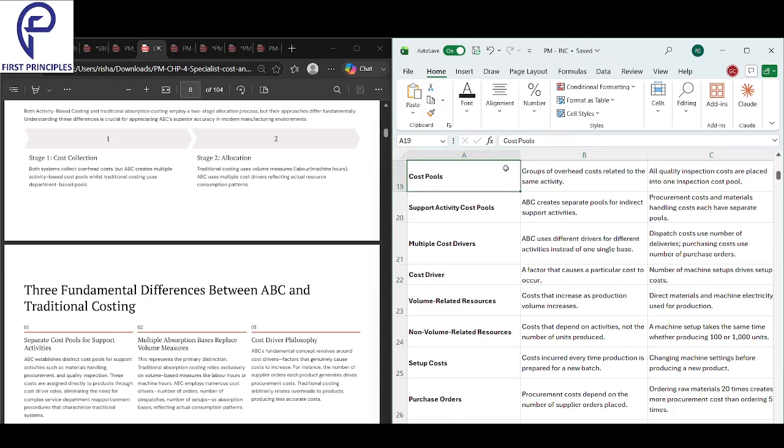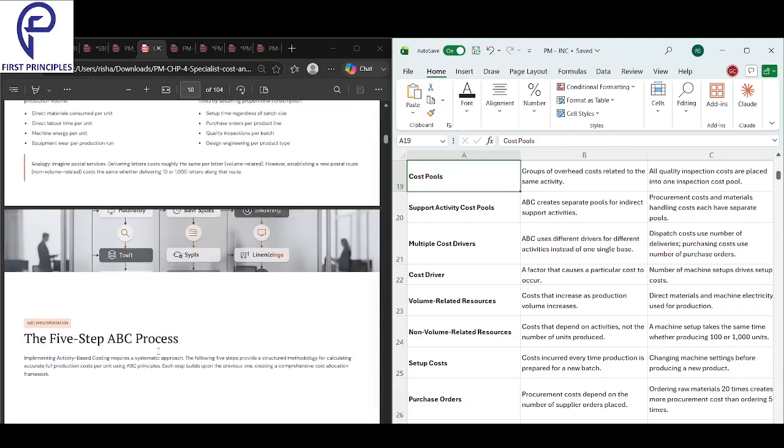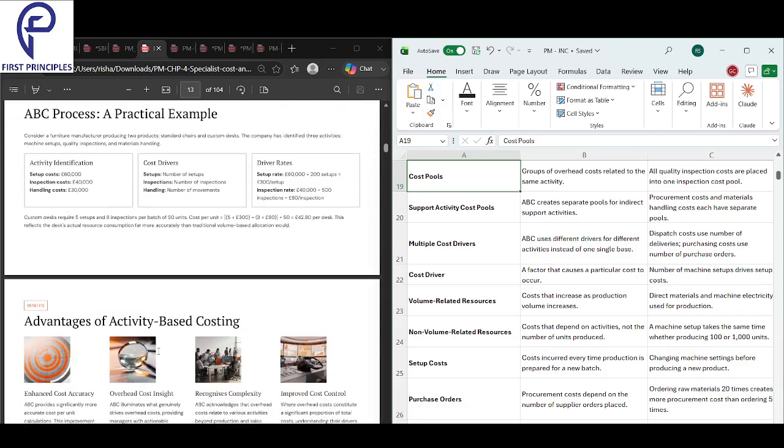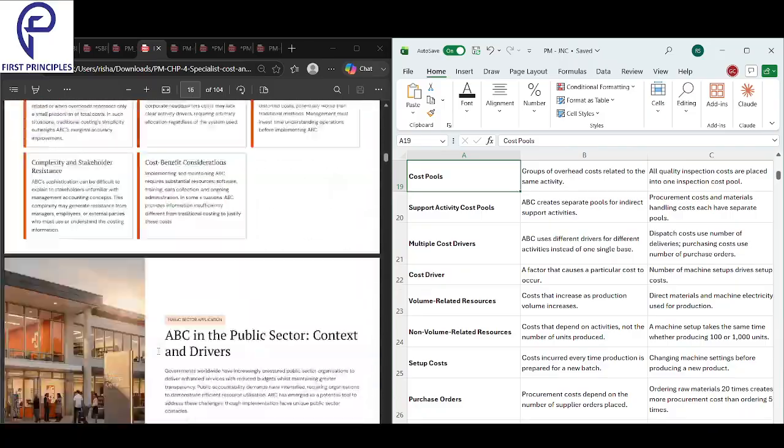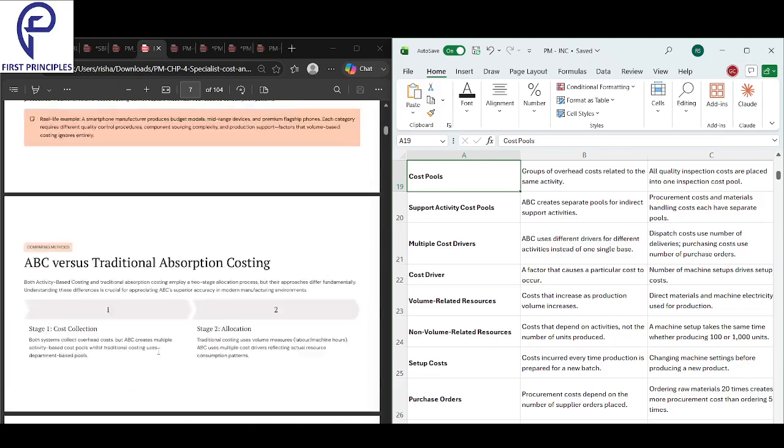Next, we look into what a cost pool is. It's a group of overhead costs related to the same activity. For example, quality inspection costs are placed into one inspection cost pool. So a cost pool is a group of costs related to the same activity.